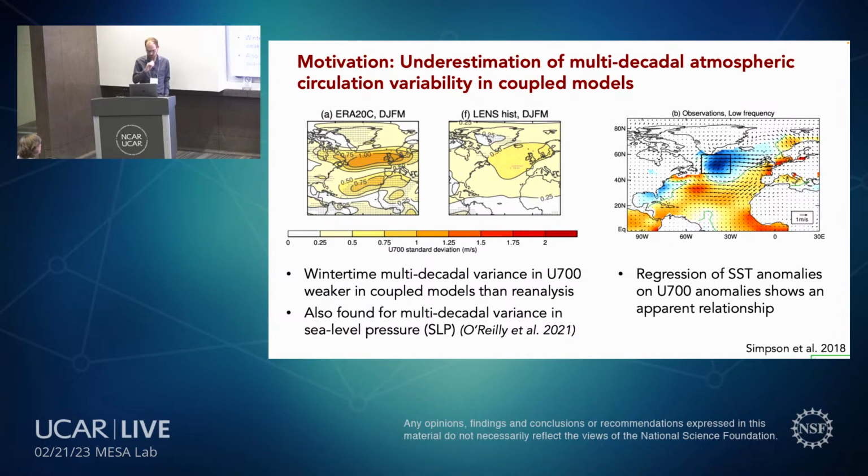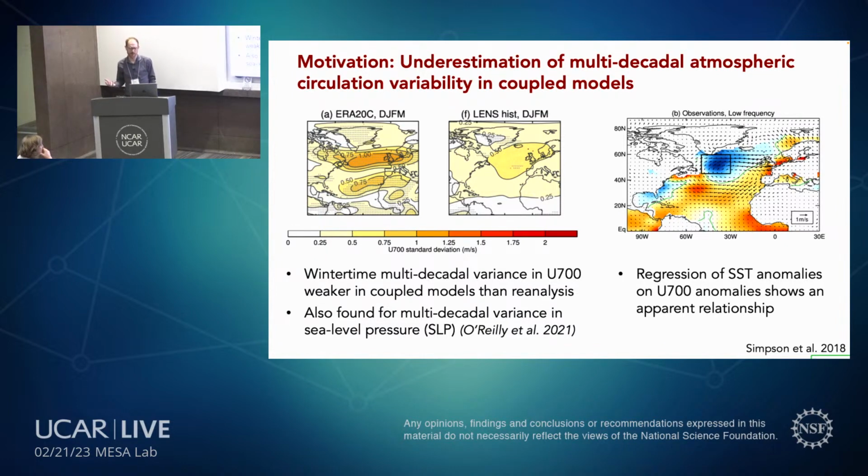So some motivation for this is the apparent underestimation of multidecadal variability in atmospheric circulation in mid-latitudes in coupled models compared to observations. This is taken from a paper by Isla showing a comparison of the LENS multidecadal variability in lower tropospheric zonal winds compared to the reanalysis multidecadal variability in the same quantity. And this can also be found in other variables where you have quite a bit less multidecadal variability in these zonal winds in the models compared to observations or reanalysis.